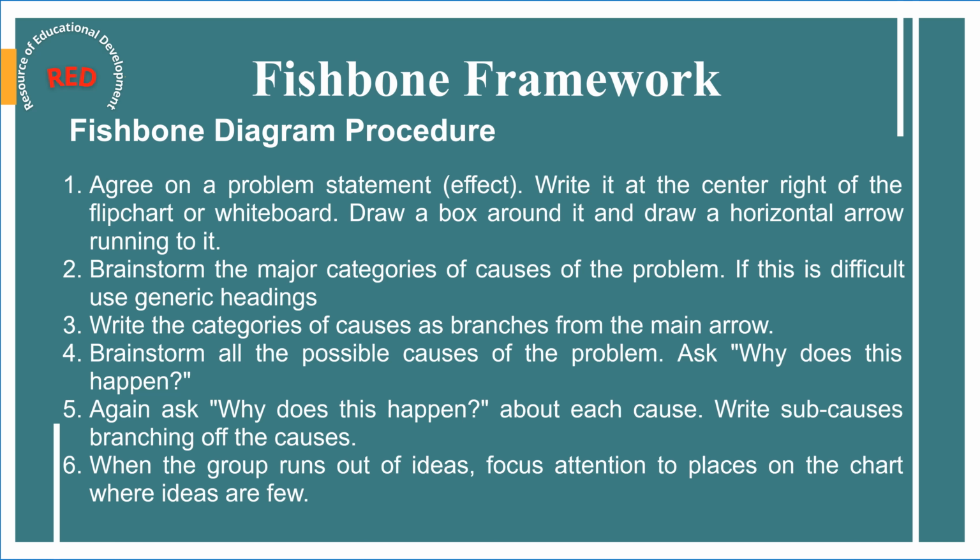Point 2. Brainstorm the major categories of causes of the problem. If this is difficult, use generic headings like methods, machines, equipment, people, manpower, materials, measurement, environment. Point 3. Write the categories of causes as branches from the main arrow.